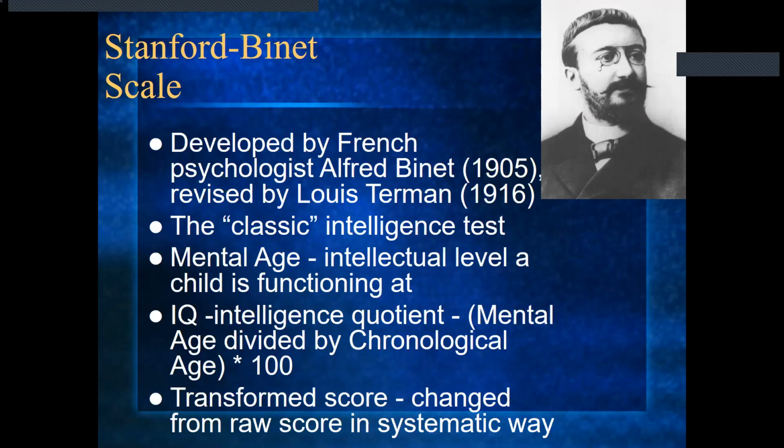Well, this is the classic intelligence test. The first time we start using the term IQ, which stands for intelligence quotient. You might have thought, well, that's a funny name. The mathematically inclined amongst us might have thought, quotient means the answer to a division problem. What division are we doing? Well, we're taking the mental age of a child. The Stanford-Binet test was designed for children. So the intellectual level a child is functioning at, we divide that by their chronological age, how old they are, and you multiply that by 100, that's their IQ score. So if you have an IQ of 100, that means your mental age and your chronological age are the same. So 100 for IQ is average.